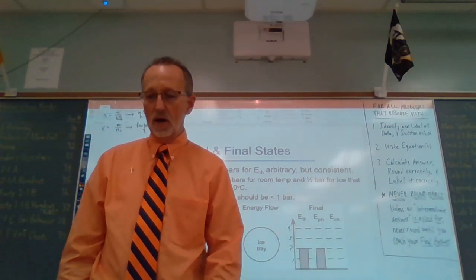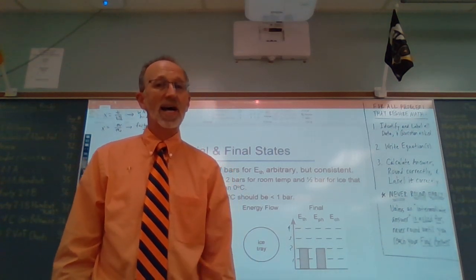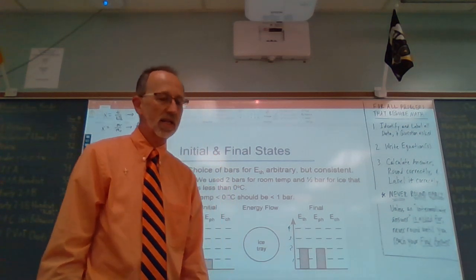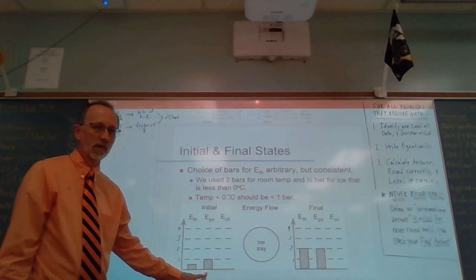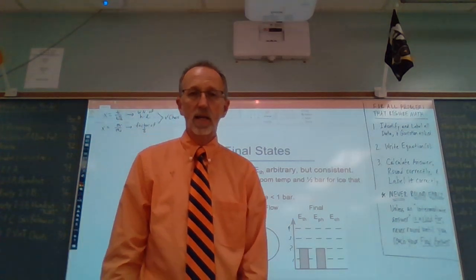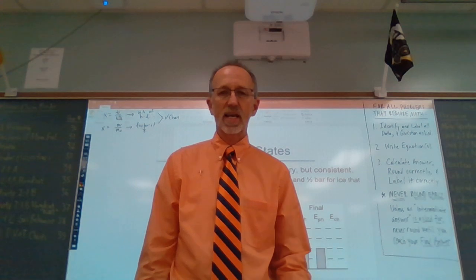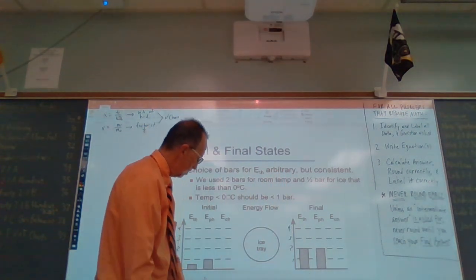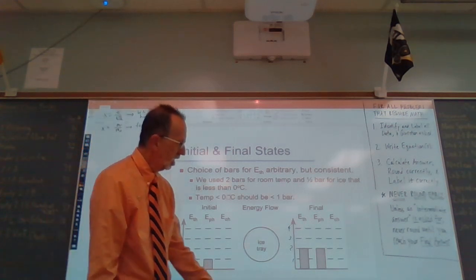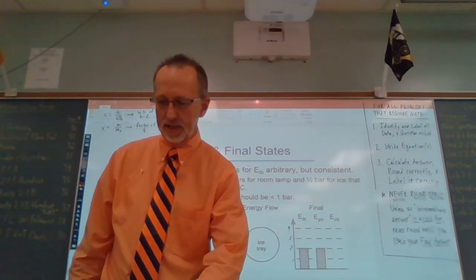Now, what about the phase energy? Well, we're starting out as ice, which is a solid. How many bars of phase energy does a solid get? The answer is 1. We end up as liquid water, so now we're in the liquid phase. How many bars of phase energy does the liquid phase get? The answer to that is 2. So 1 bar of phase energy for solid initially, 2 bars of phase energy for liquid finally.